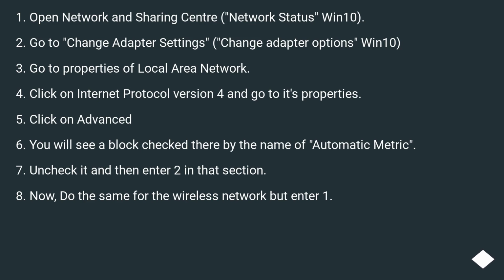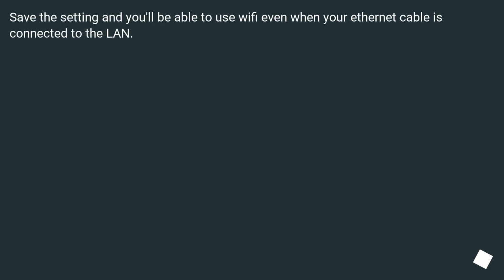Uncheck it and then enter 2 in that section. Now, do the same for the wireless network but enter 1. Save the setting and you'll be able to use Wi-Fi even when your Ethernet cable is connected to the LAN.